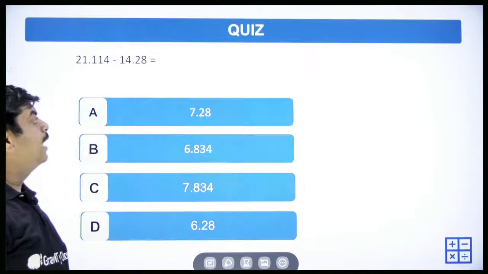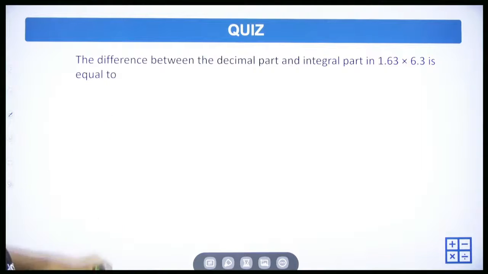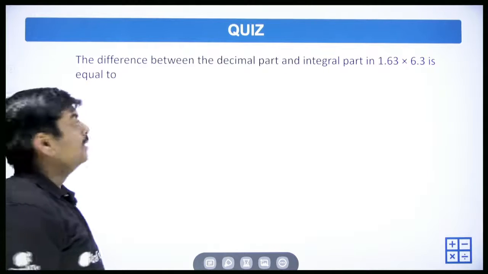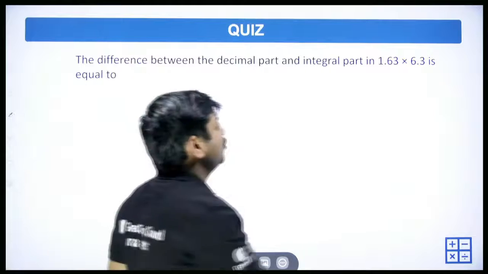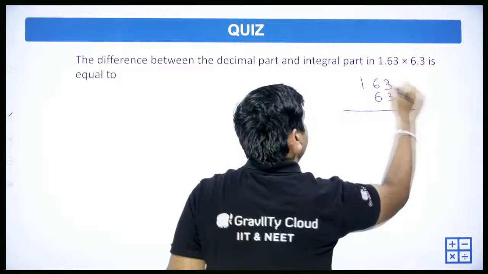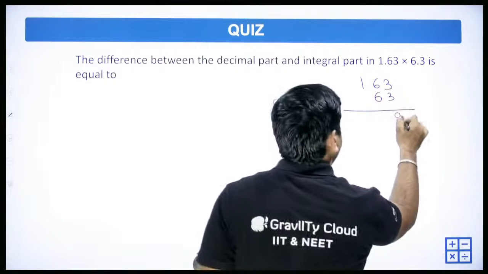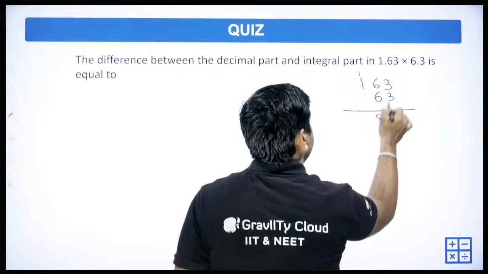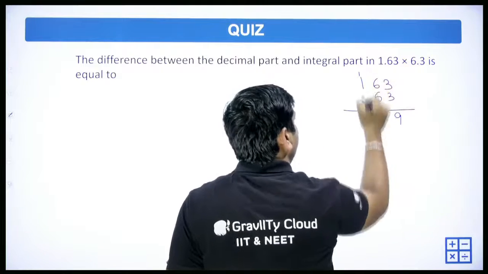Moving ahead, the difference between the decimal part and integral part in 1.63 into 63 is equal to? First of all, let's try to multiply these two. 3 threes are 9, 6 threes are 18, 3 ones are 3, 4.